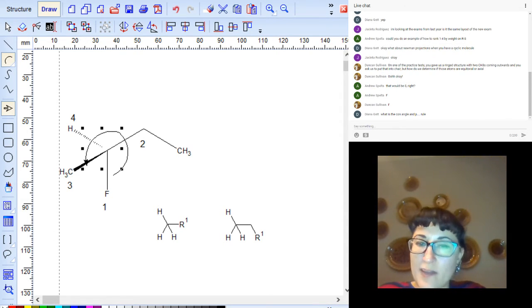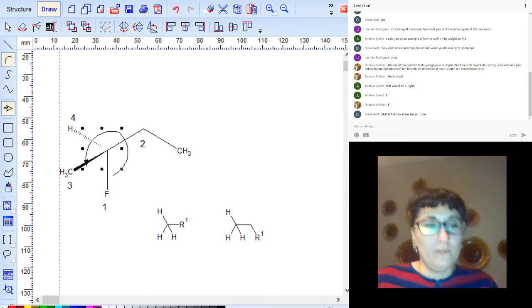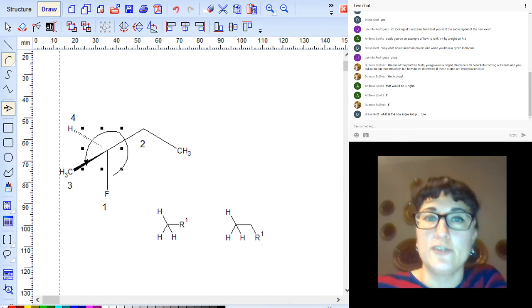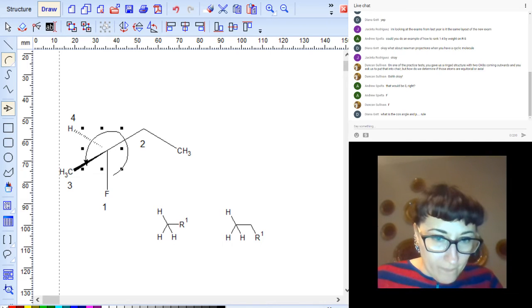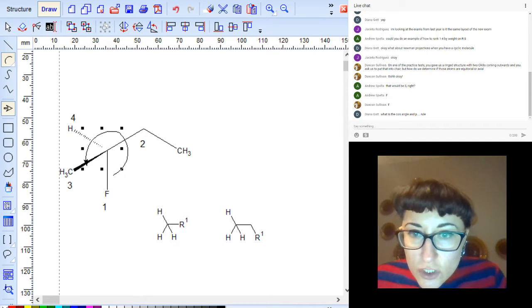Diana, we talked about that in class, and it's in the book, so check it out. Kahn-Ingold-Prelog rules for priority of stereochemistry. You didn't do the reading. That's what we use to figure out which direction things are going. Let's see. Winter.